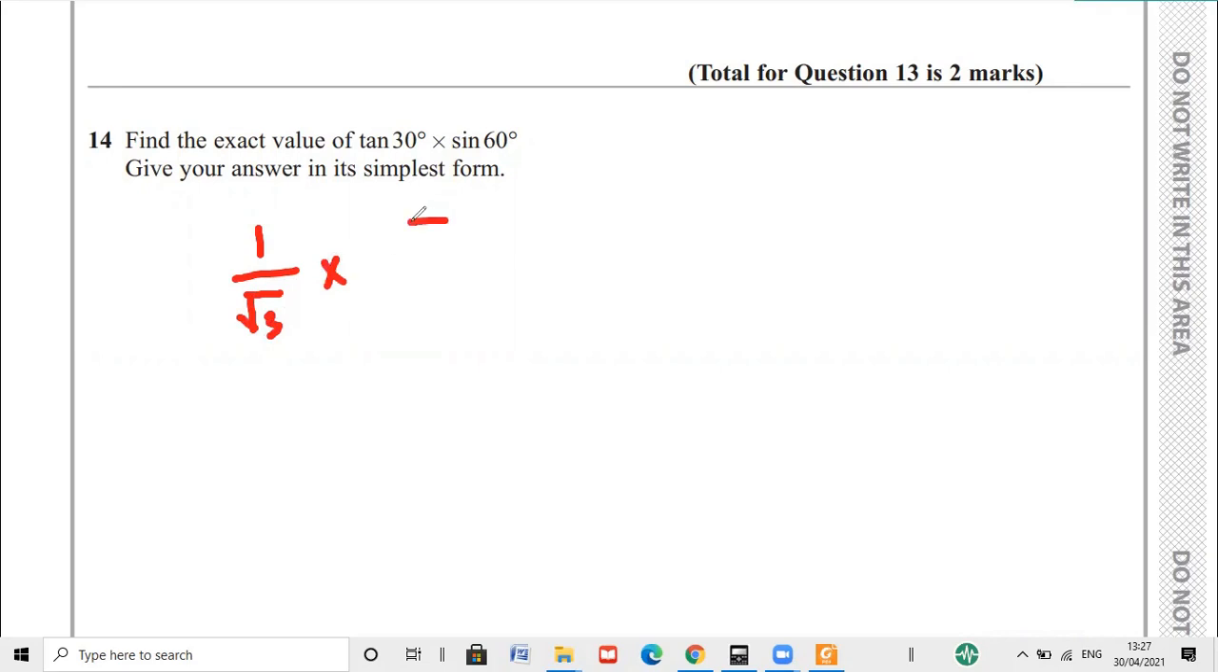Tan 30 is 1 over root 3, and sine 60 is root 3 over 2. So here, root 3 and root 3 will get cancelled, and we will be left with 1 over 2.